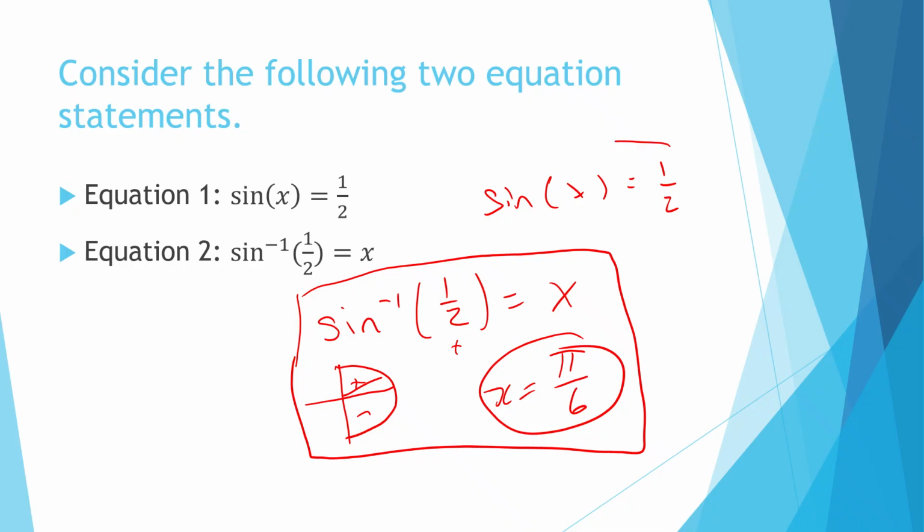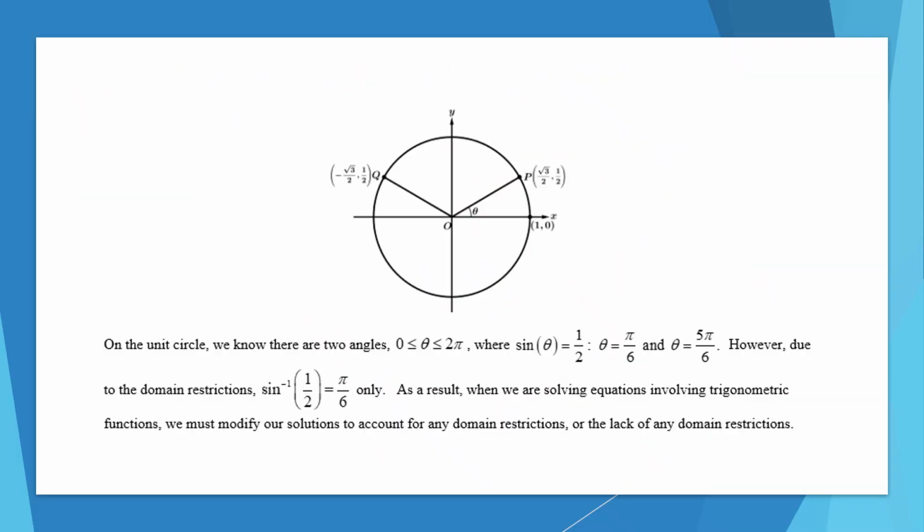However, take a look at this equation here, right? It does not involve inverse trig. So what would the solution be? And this is how we would find the solution. When you're just solving the equation sine of x equals 1/2, this is going to be very different because there are multiple angles where sine of x equals 1/2, right?